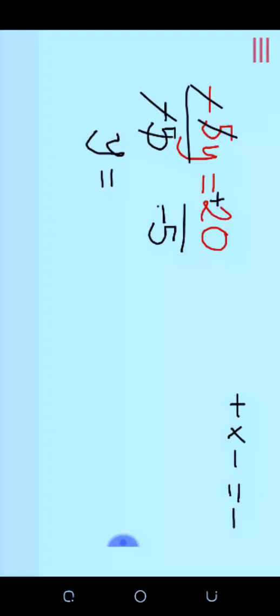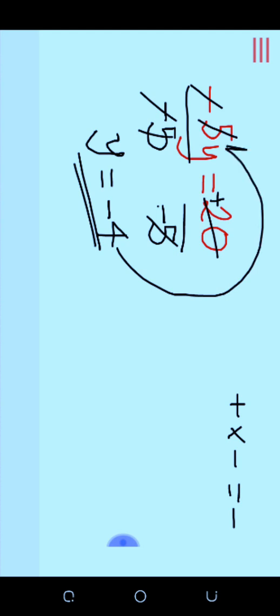So here, this is going to be plus divided by minus, which will give me minus, and then 20 divided by 5 will give me 4. And so that is my answer. Y equals minus 4. If you want to check, if we put this minus 4 back into this equation, are we going to get a positive 20?